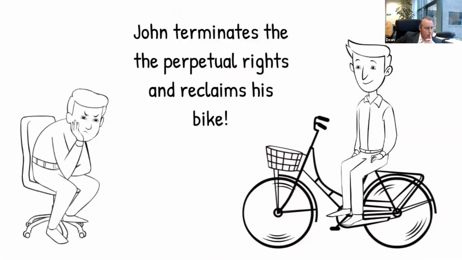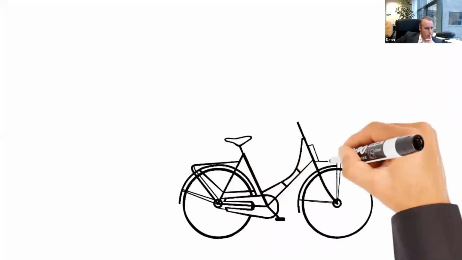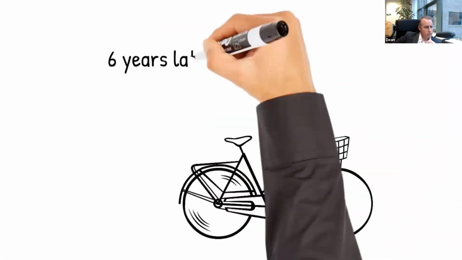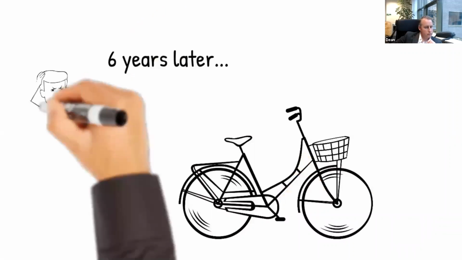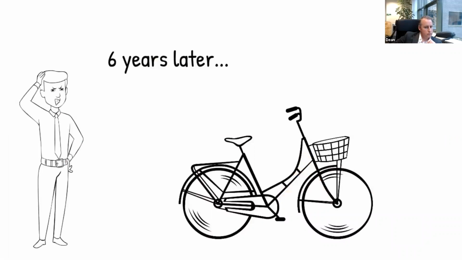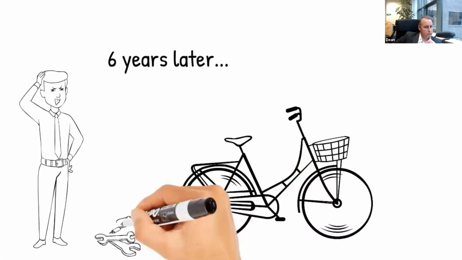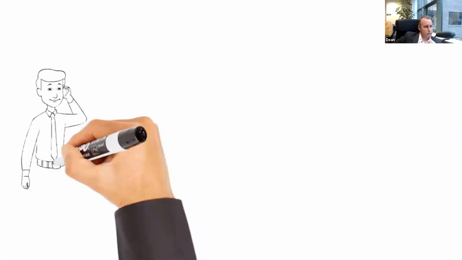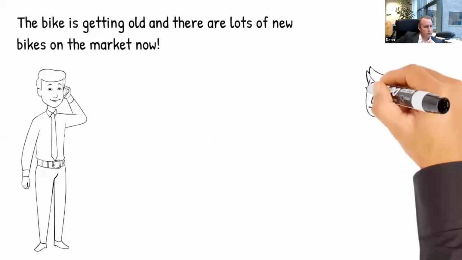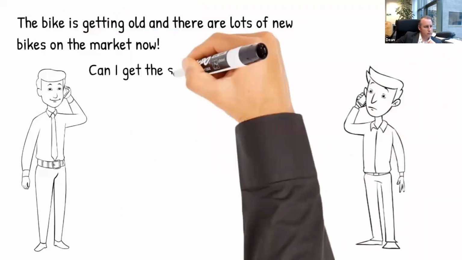Let's assume Paul did not let his brother use the bike and continued to use the bike on a perpetual basis for the next 6 years. Paul starts to notice that the bike is not as nippy as it once was, and that there are lots of new and improved bikes on the market. Paul decides that he wants one of these new bikes and knows that John likely has one. He approaches John and asks about the newer models and that he would like the same deal again. John said that's not a problem.